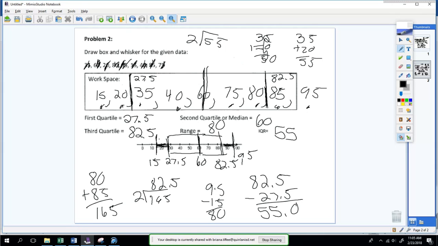All right, so box and whisker plots are pretty straightforward. This is just a refresher because you did learn box and whisker plots in 6th grade. And then tomorrow we're going to learn how to read them and compare data using them.